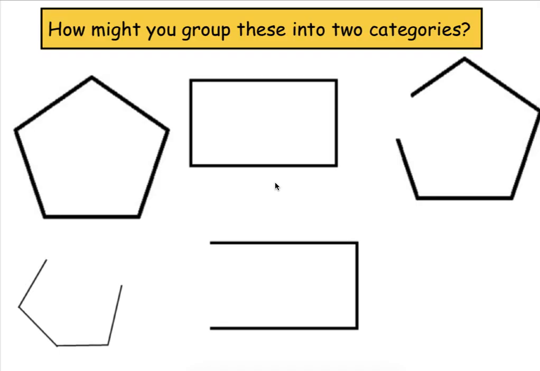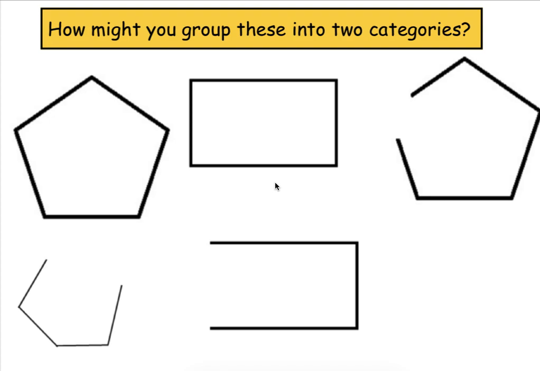Look at these images on the screen. How might you group these into two categories? Click pause, think about it, and if you could move these or if you could group these, how might you group them? When you have your way of grouping, click unpause.